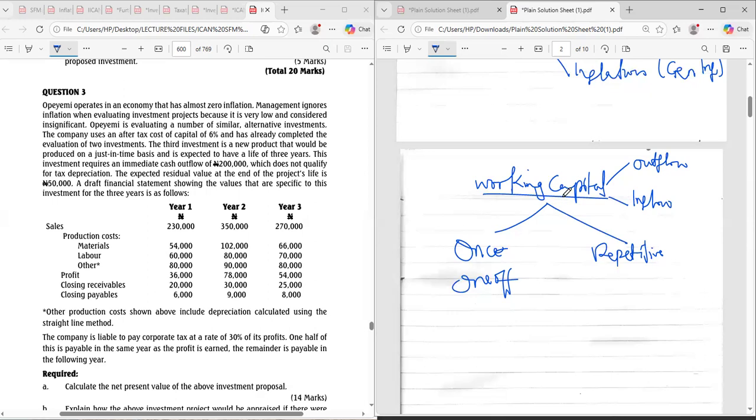The rule in investment appraisal is that working capital must be recouped at the end of the year. In case you are solving a question and you see that ICAN is recouping it, it's a hidden rule. They don't need to tell you in the question. Working capital must be recouped means that working capital must be gotten back as at the end of the investment life. That's the hidden rule.